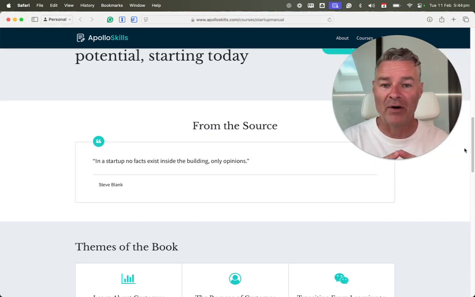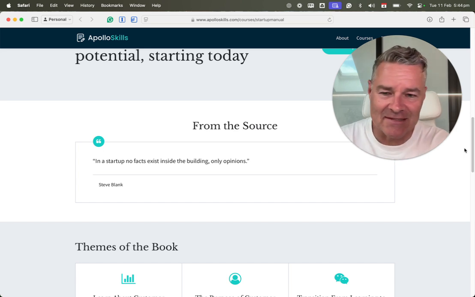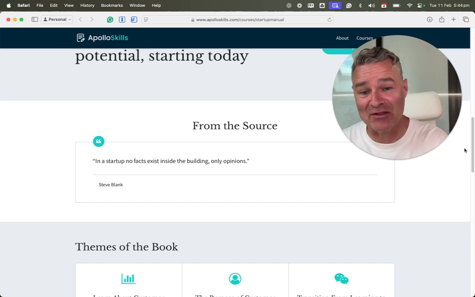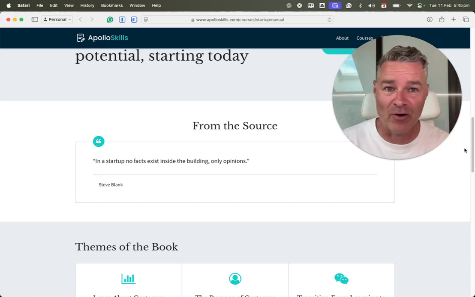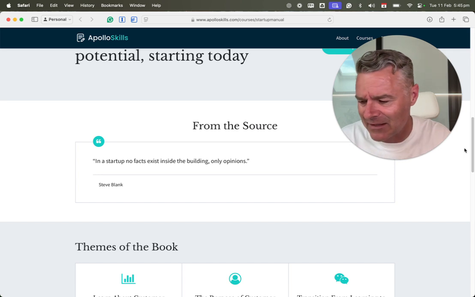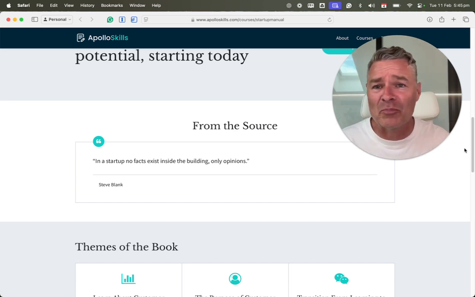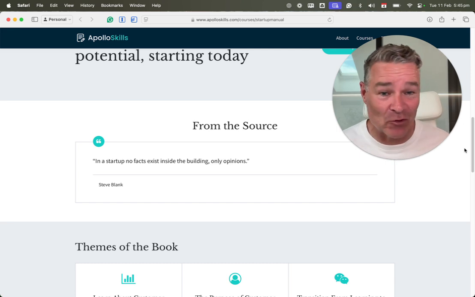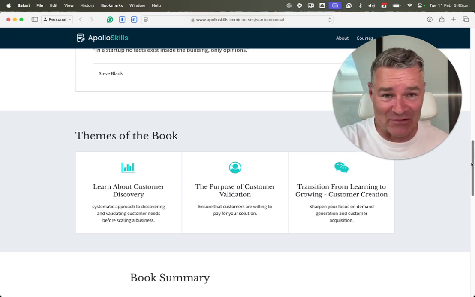And we will start with one of the biggest truths in this book, the Startup Owner's Manual, which is: in a startup, no facts exist inside the building, only opinions. Don't get me started. So many times you see CEOs and founders sitting around the table, falling in love with their own ideas and forgetting there's also a customer involved in this. So they get very animated and they're very affectionate towards their own ideas as CEOs and founders. And they forget that if they cannot prove that the customer needs, wants, and loves this, you don't have a business. You don't have a business at all. The good thing is that the Startup Owner's Manual actually helps us solve this. So don't you worry. I have the answers in the next few minutes.